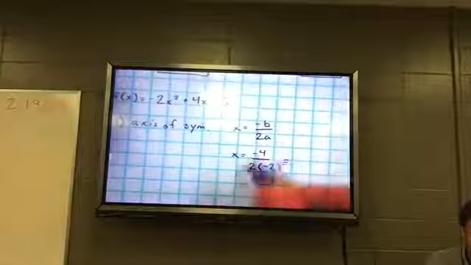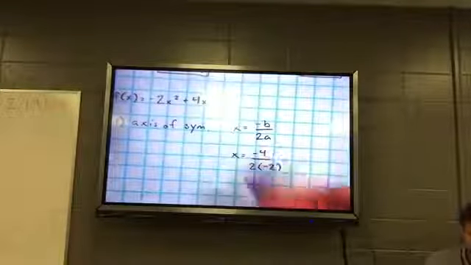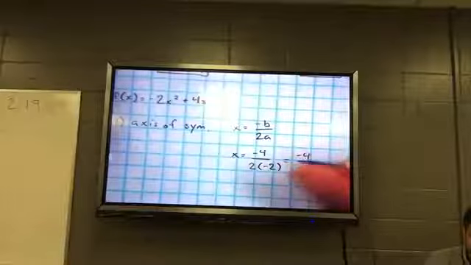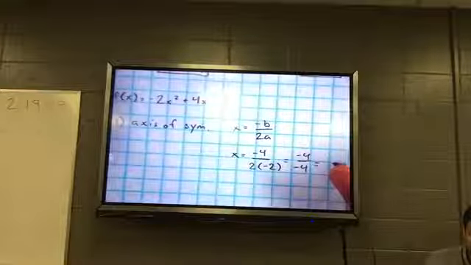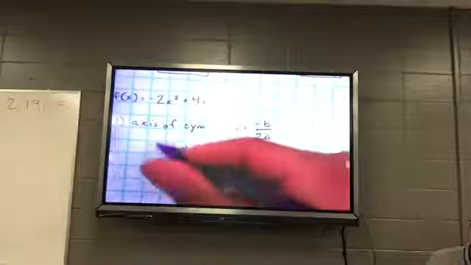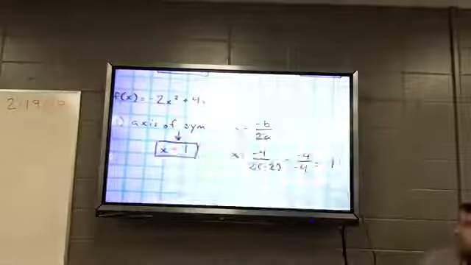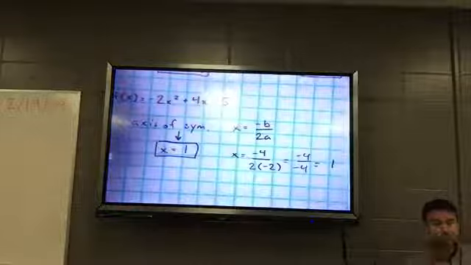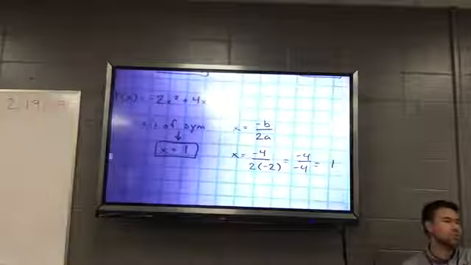Your points look weird. You're getting this very awkward graph. Okay, what's this simplification right here, anybody? It's negative 4, good, over negative 4, which equals a big fat 1. What's my axis of symmetry? X equals 1. That's my axis of symmetry. What is the axis of symmetry again?